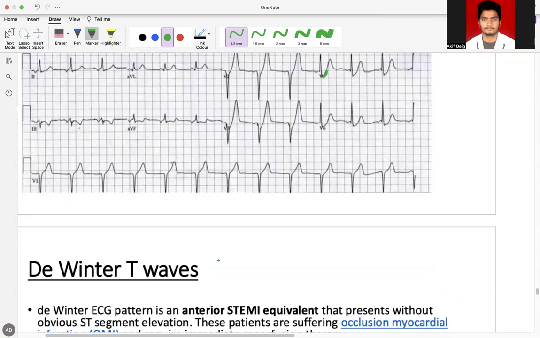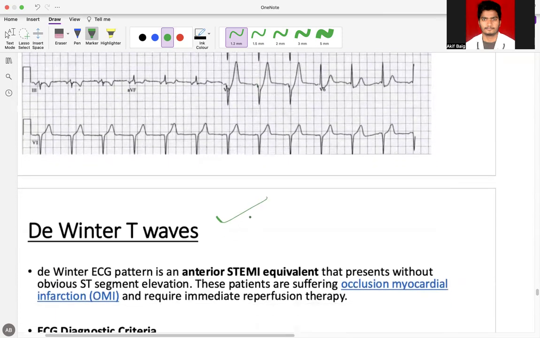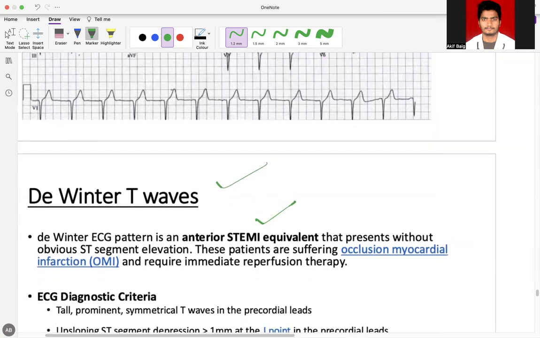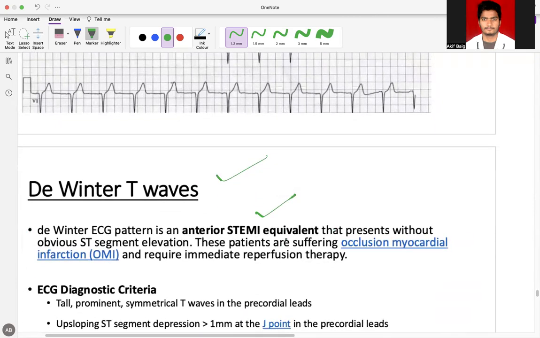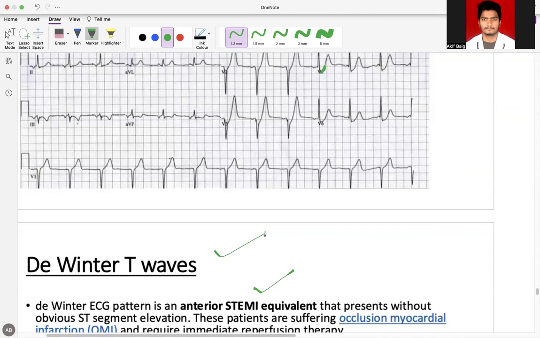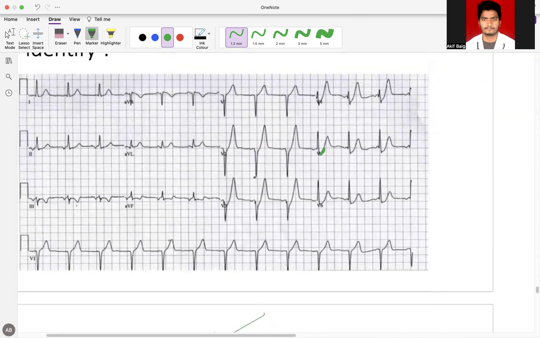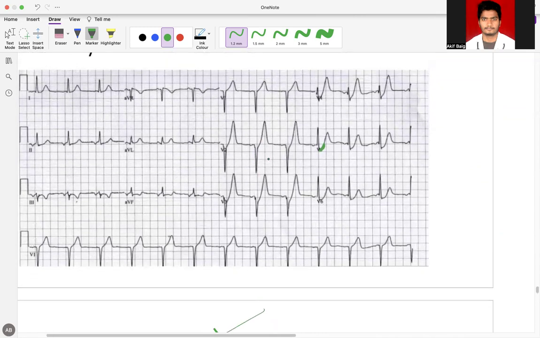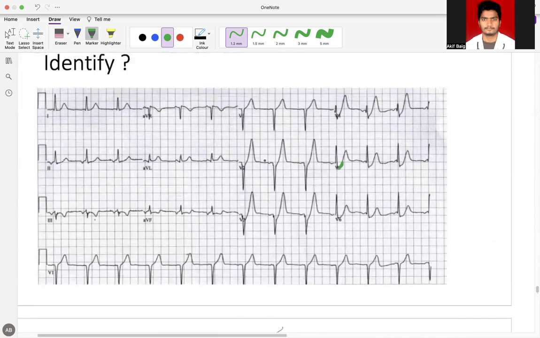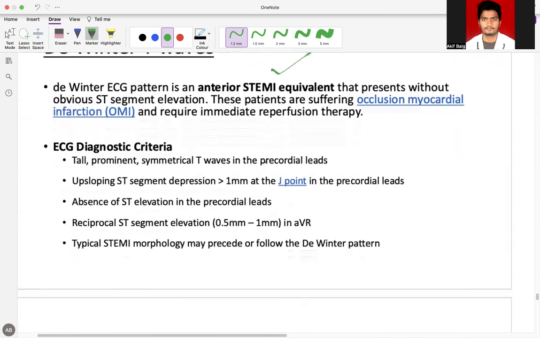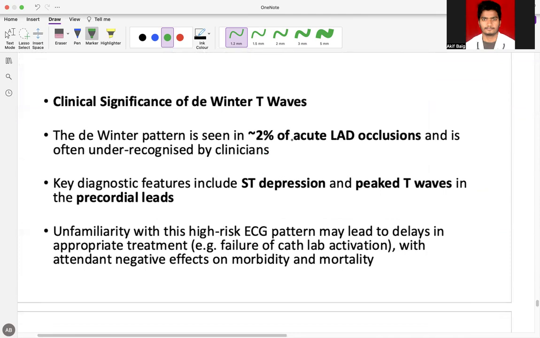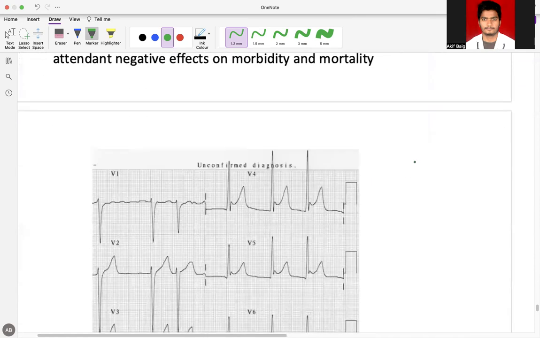De Winter T waves are an indicator of a STEMI equivalent. These patients are suffering from occlusion and you have to reperfuse immediately. Often it is missed and not taken seriously, but this patient can suddenly present with STEMI if you do not reperfuse immediately. So definitely the patient should be taken for a coronary angiogram. It occurs in around 2% of acute LAD occlusions. Key diagnostic features include ST segment depressions and peaked T waves.